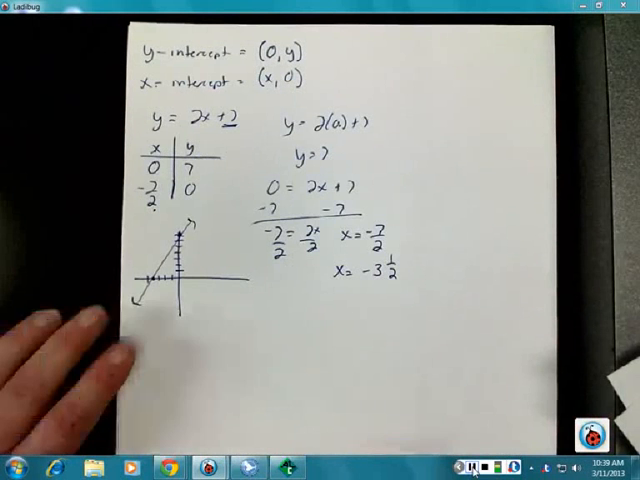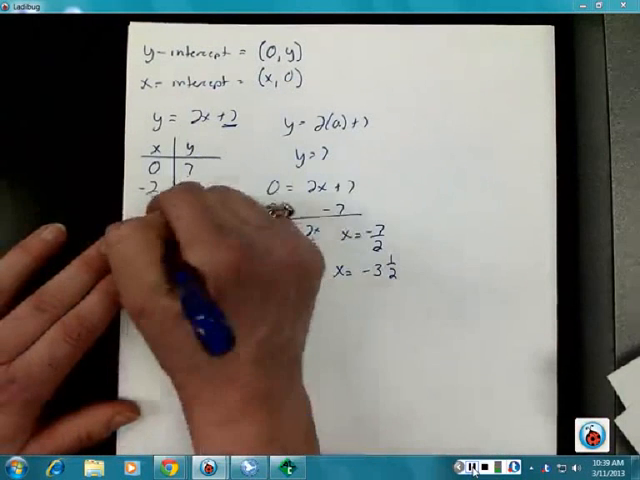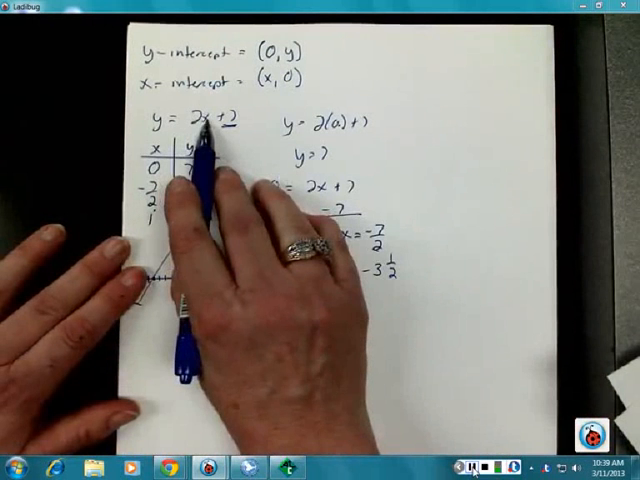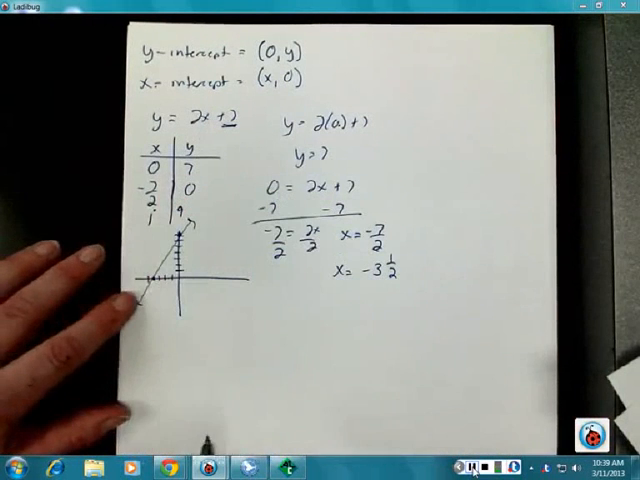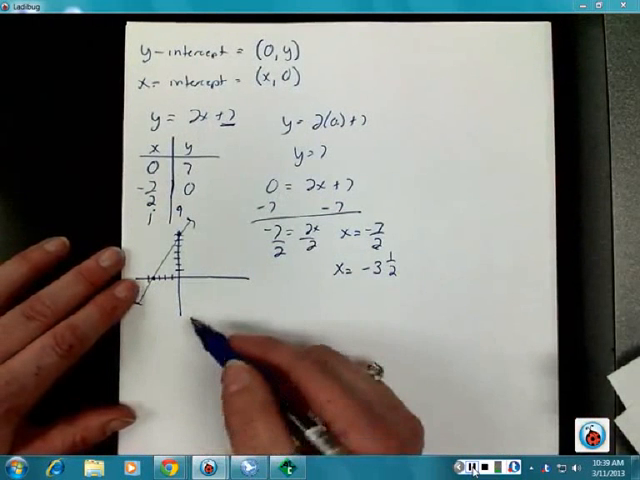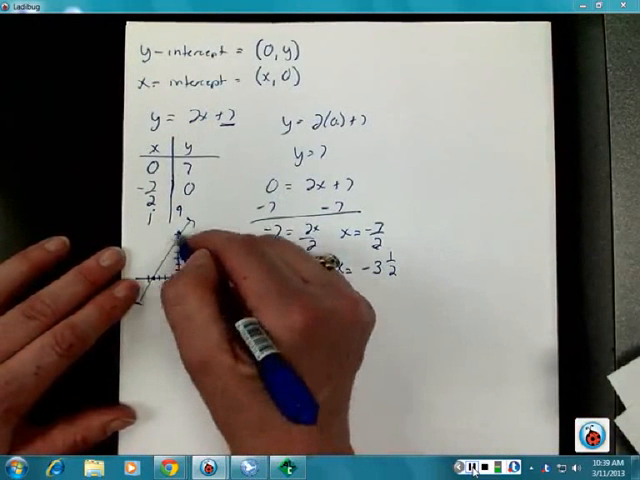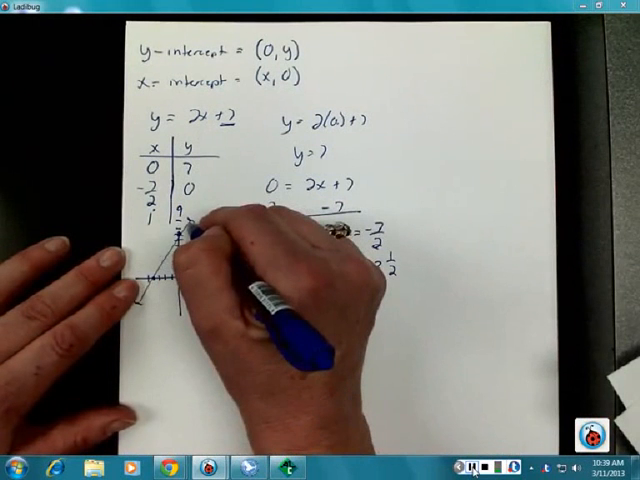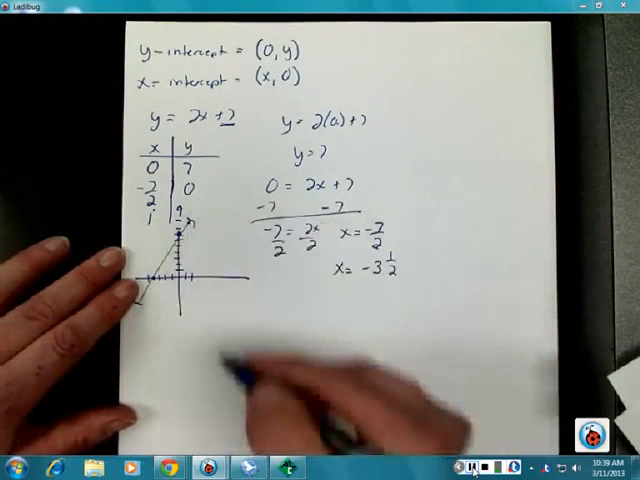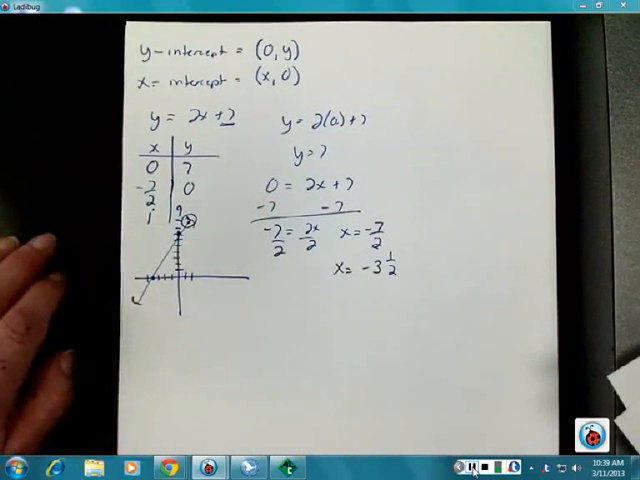Then if we wanted to check it and make sure it worked, we could just put 1 in for x. 2 times 1 is 2, plus 7 is 9. And let's see if when we are at 1, we're at 9. That was up at 7. 1 up at 9, and sure enough, we are on our graph, and so therefore I know I did it correctly.